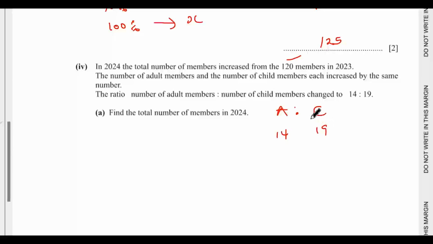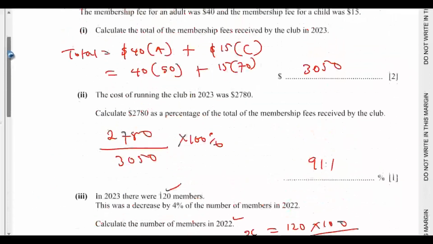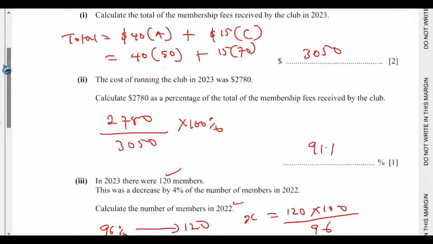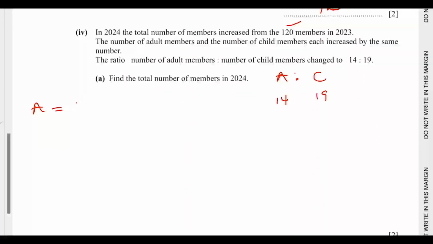So we need to take note of something. The adults, A, increased by the same number as the child members. So if you go up, we have 50 against 70. If they increase by the same number, that means we have 50 plus x, and for the child it will be 70 plus x. So it's according to this statement that the number of adults and the number of child members each increased by the same number. So that has taken care of it.